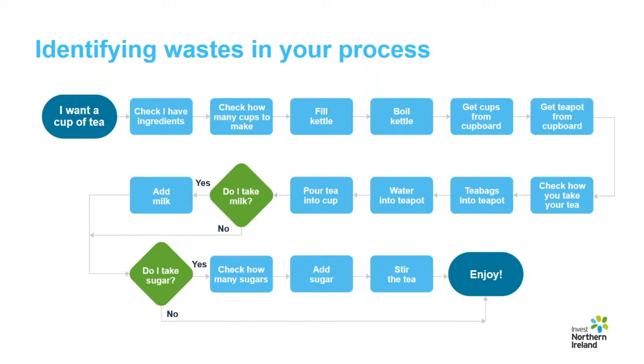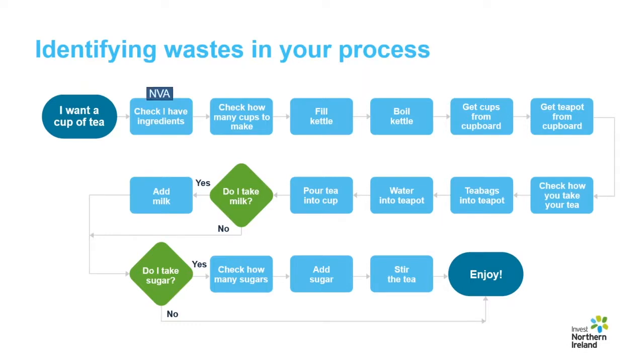Process maps can also help with the identification of waste in your processes. In lean terms, wastes are activities which use time, people, and financial resources without adding any value. There's another Invest NI training video on identifying improvement opportunities using a waste walk, which will give you more information on how to identify these wastes. So if we go back to our original process map for making the cup of tea, there are a number of steps which do not add value.